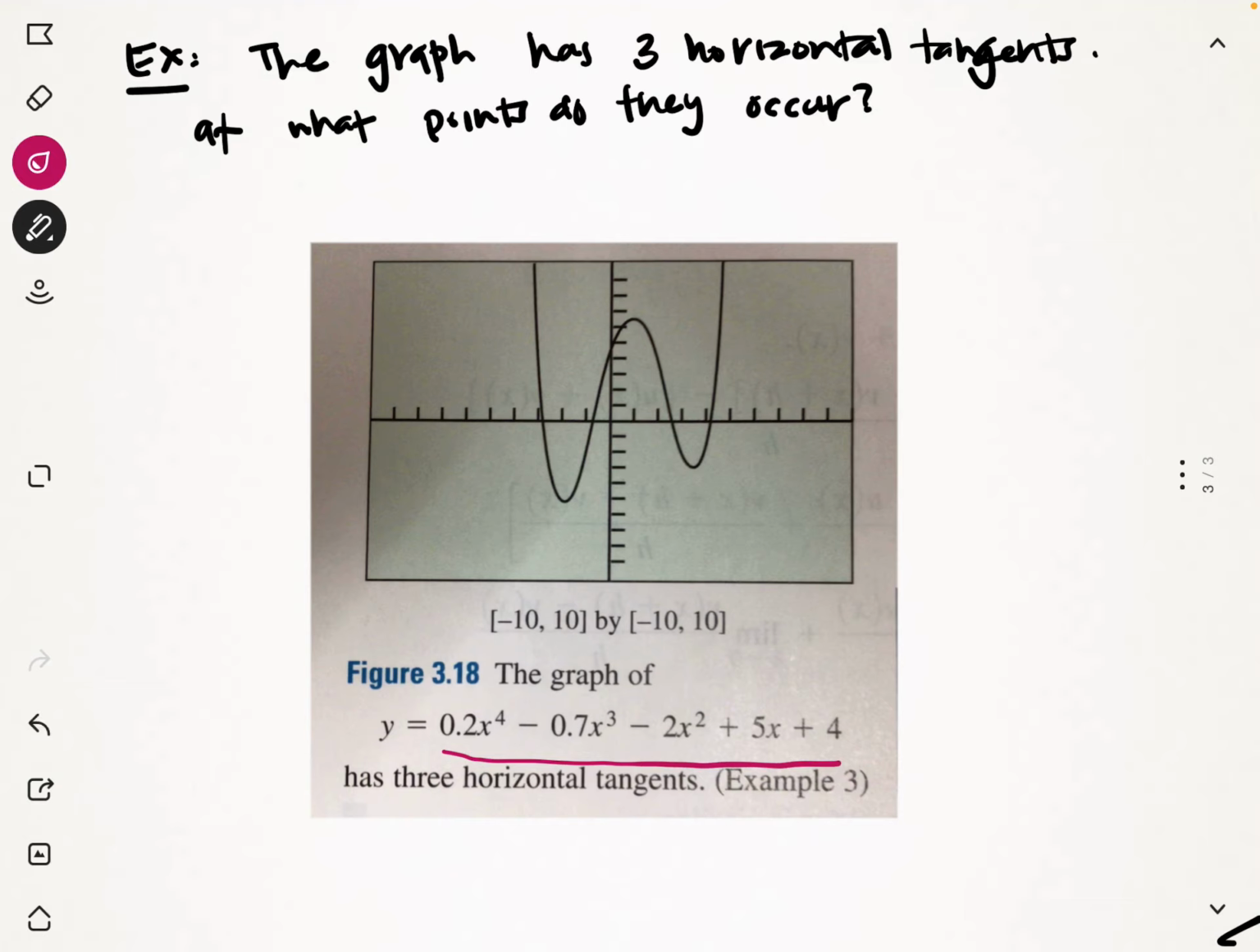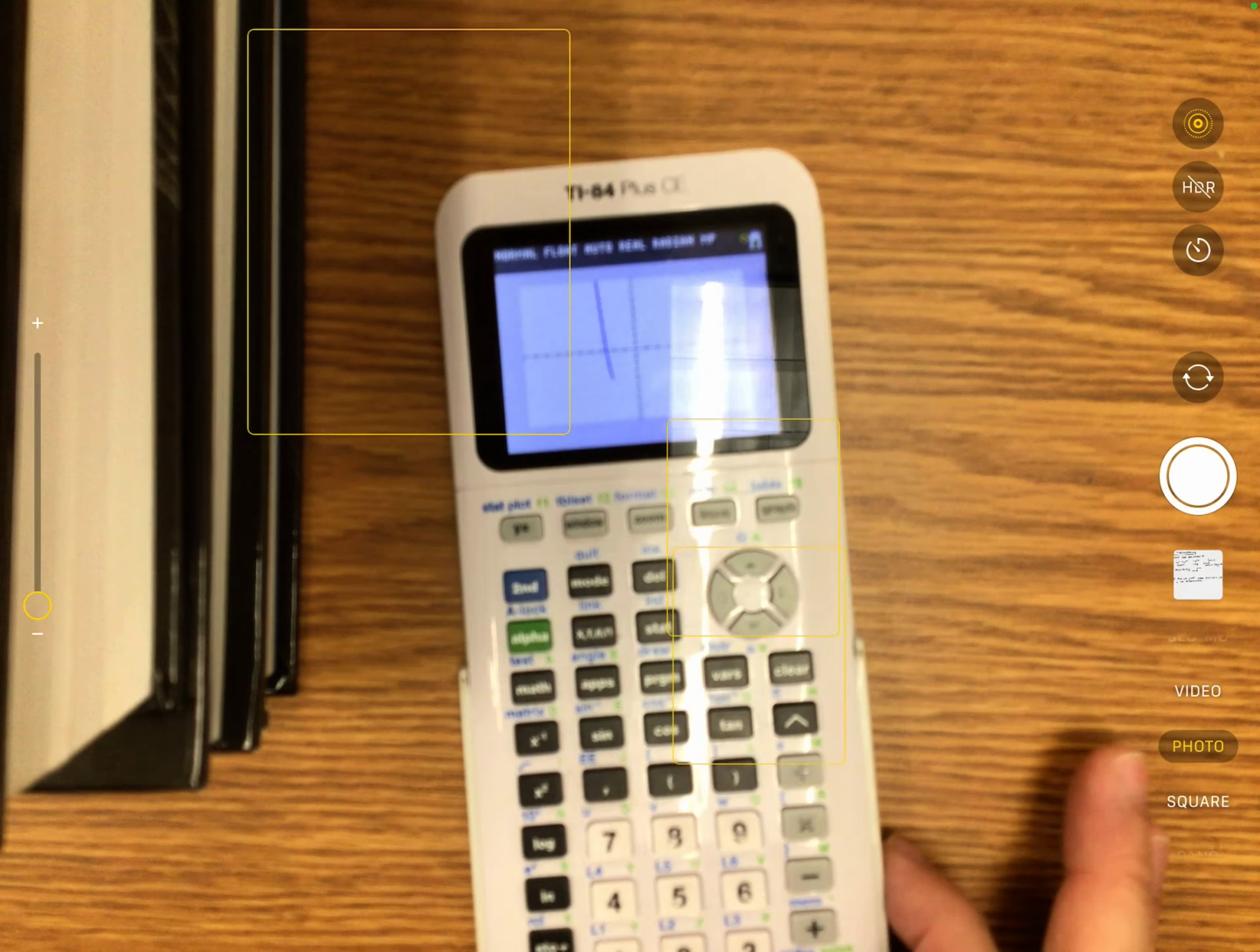So we're going to plug our function into our calculator. We have 0.2x to the fourth minus 0.7x cubed minus 2x squared plus 5x plus 4. Okay, so let's look at what the graph of this looks like.